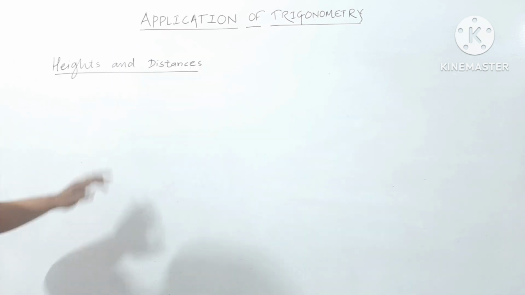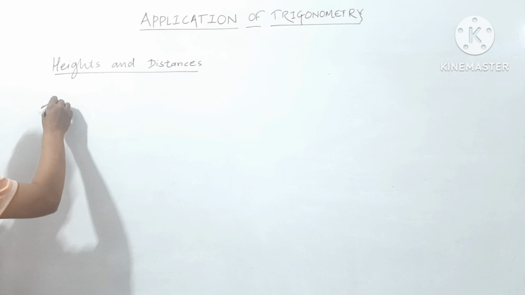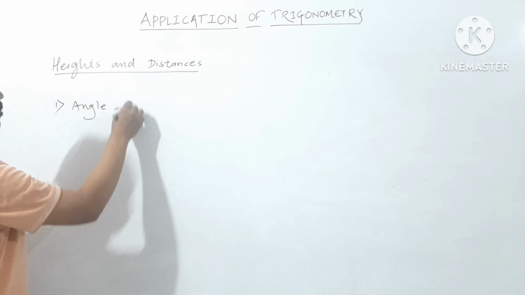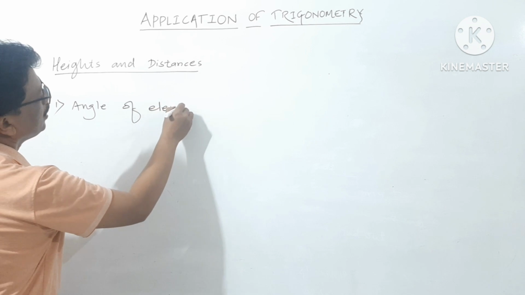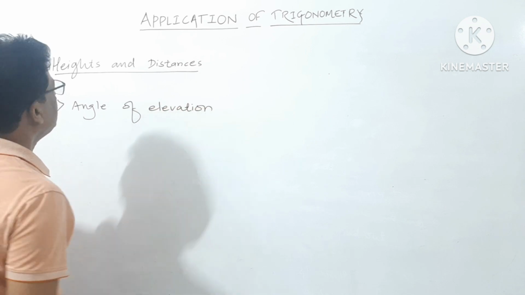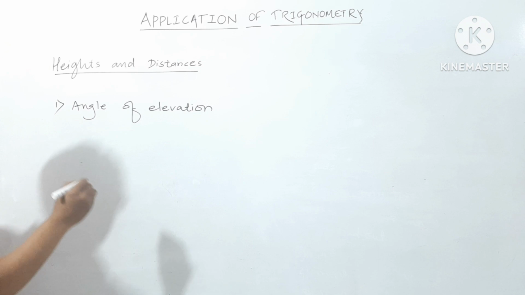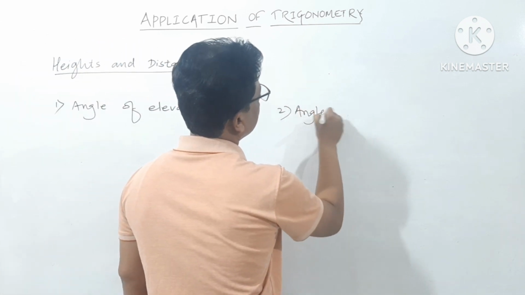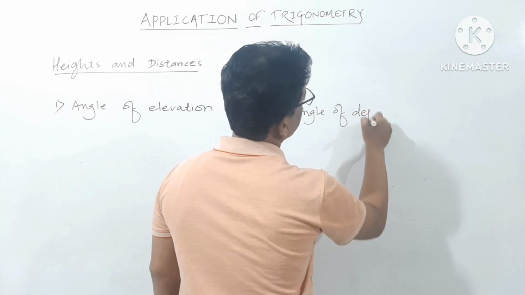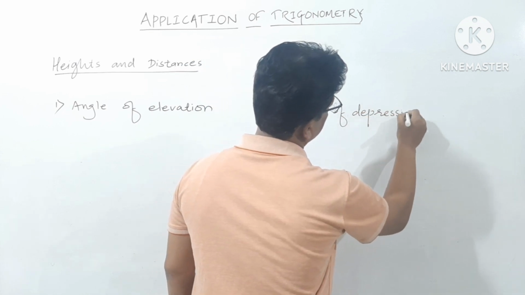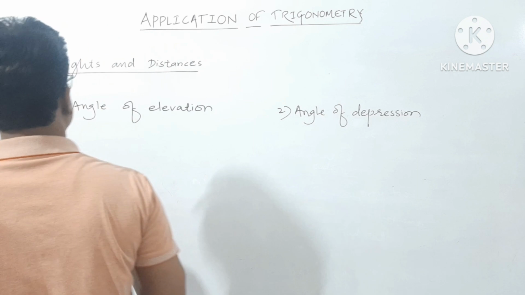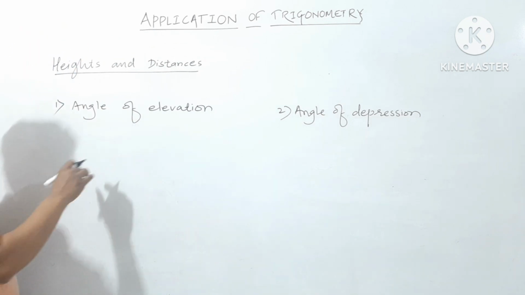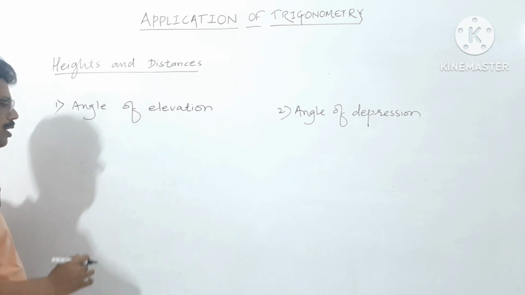In heights and distances, we have to study number one, the angle of elevation, and number two, the angle of depression. What is the angle of elevation?